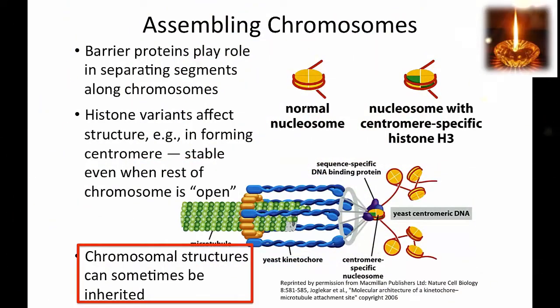So, chromosomal structures can sometimes be inherited, so that if you get alterations in H3 that recognize different regions, then you can sometimes get a second centromere at another site, or the centromeric site can move. So there are multiple processes in which histones are involved in addition to just packaging the DNA.